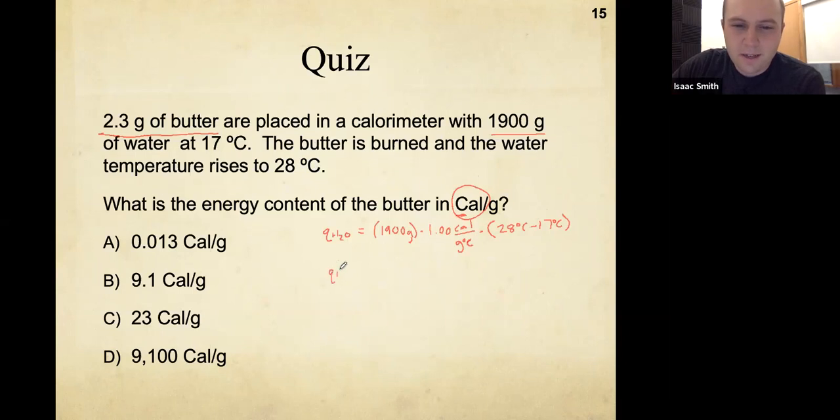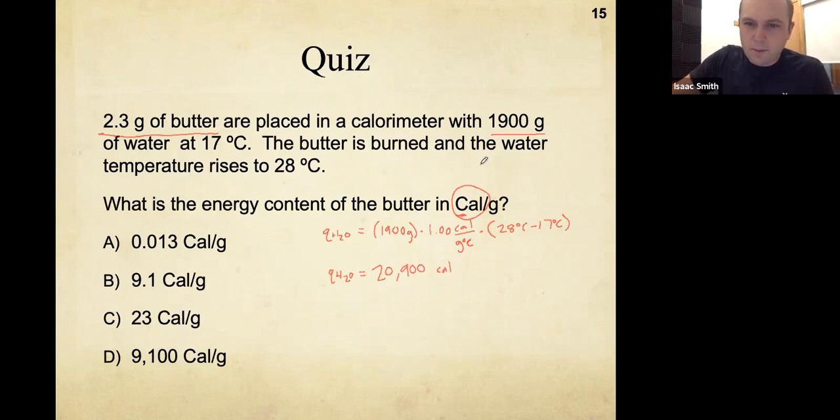So if I put this into my calculator, I'm going to get 1900 times 1 times 11, right? So let me do this real quick. 1900 times 1 times 11. So I get 20,900 calories, okay? Now the question's asking for calories with a big C.